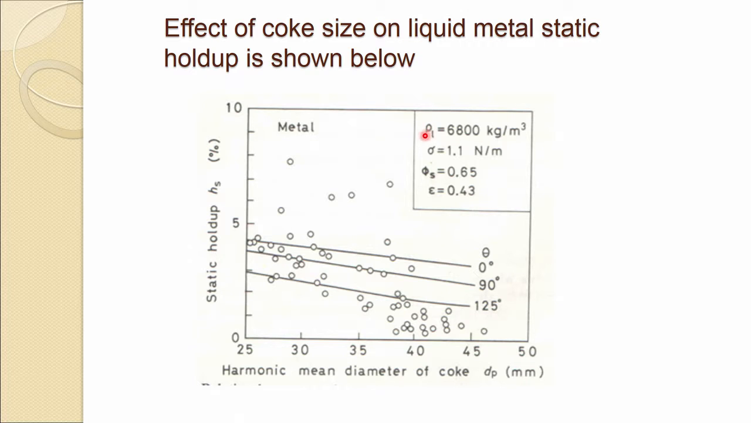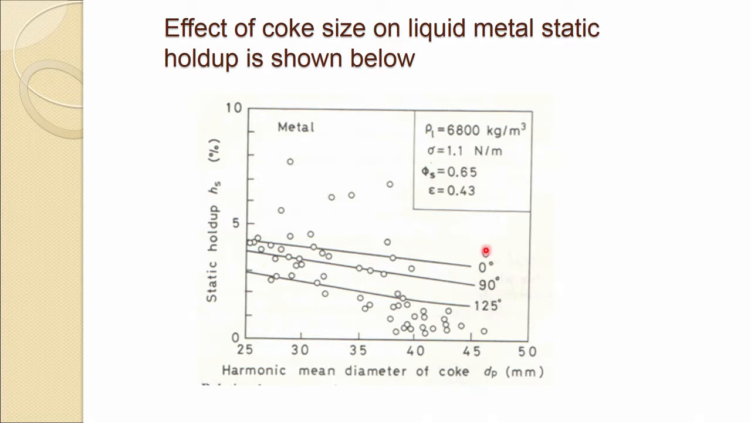These are the conditions of the blast furnace when it was quenched and dissected. Density of the liquid was 6.8 gram per centimeter cube, and the surface tension 1.1, shape factor 0.65, and void fraction 0.43. And the harmonic mean diameter of the coke, because it is changing from one location to another, is why the diameter of the coke changes from 2.5 centimeter to 5 centimeter. So, you can see as the diameter of the coke is increasing, the static hold up of the metal is decreasing, one thing.